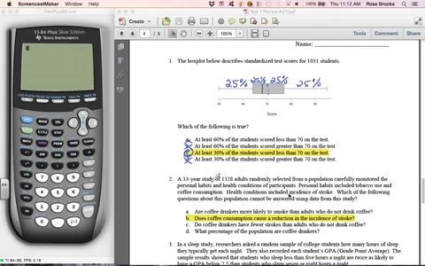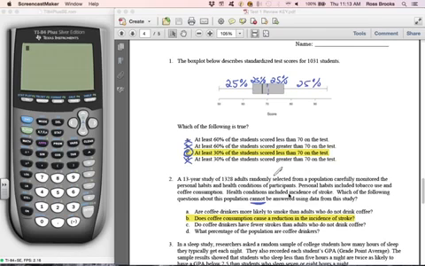Number two, a 13-year study of 1,328 adults randomly selected from a population are carefully monitored. We look at their personal habits, their health conditions. Personal habits are tobacco use and coffee consumption, health conditions, incidence of stroke. Which of the following cannot be answered from the study?